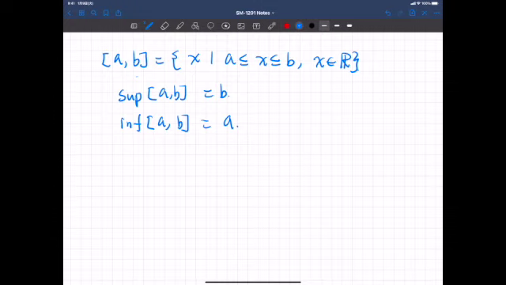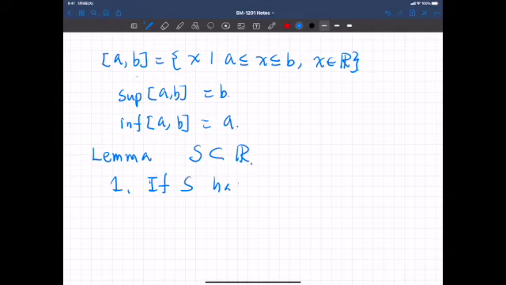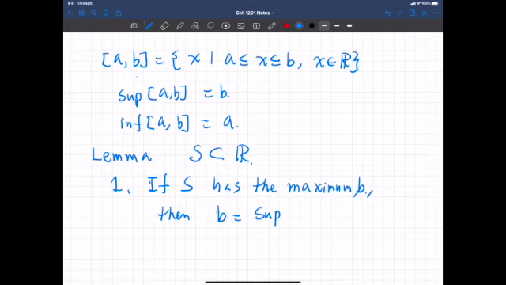So more generally, we can say that, so let's say S is a subset of real numbers. If S has a maximum, so it has a maximum element, let's call it B. Okay, maximum element B, then B is the supremum.